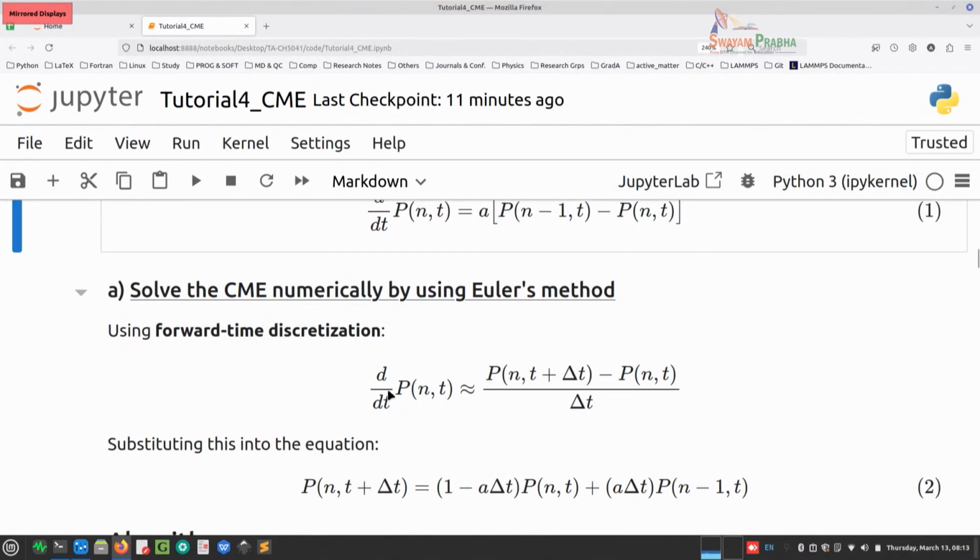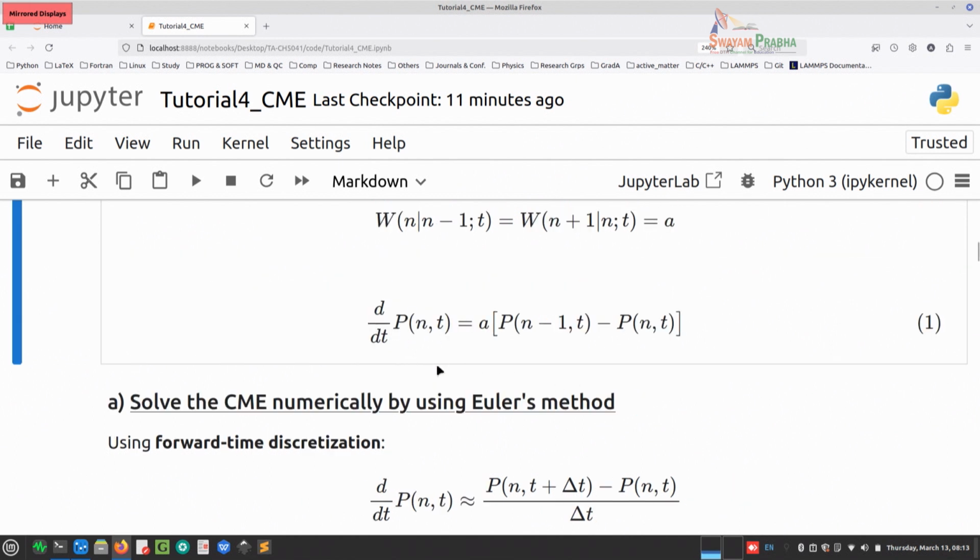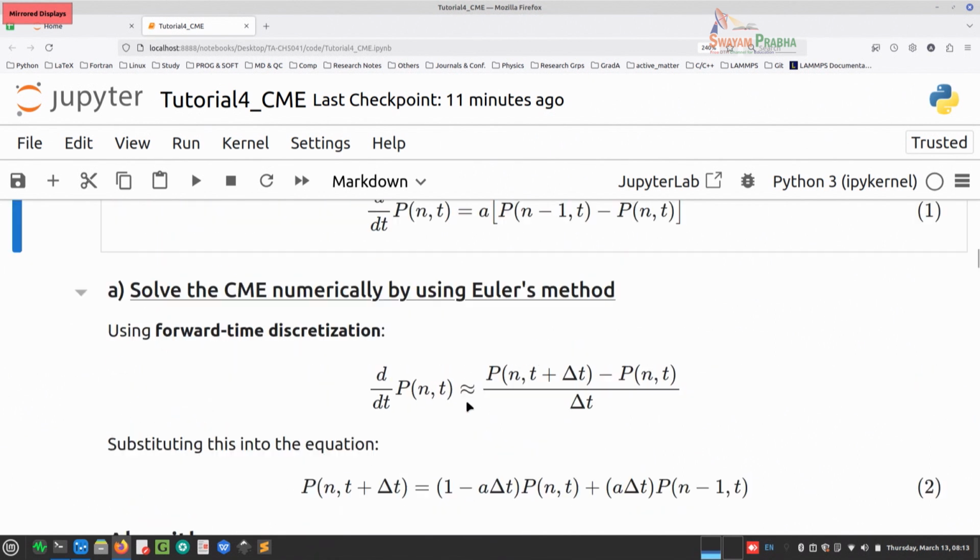So we approximate this derivative using a difference formula here, the forward difference between time t and t plus delta t, and then you substitute that here. Okay, and then you can get an explicit formula for P(n) at t plus delta t, which depends only on P of n comma t. So we call this an explicit formula. We know every piece of information on the right hand side at time t. Okay, we can use that to update what is the P of n at t plus delta t.